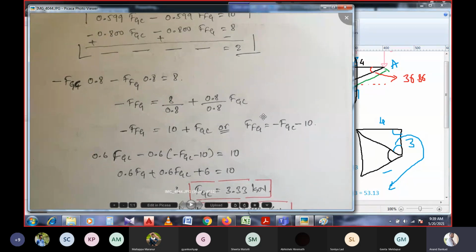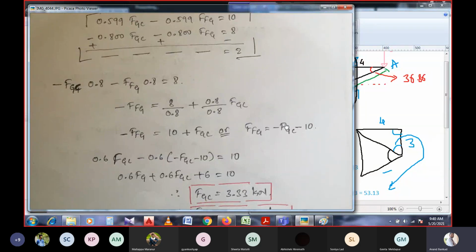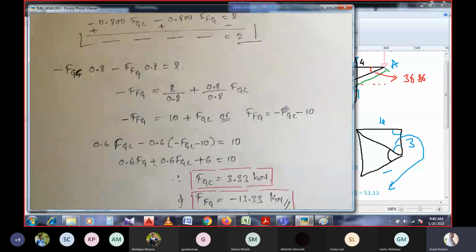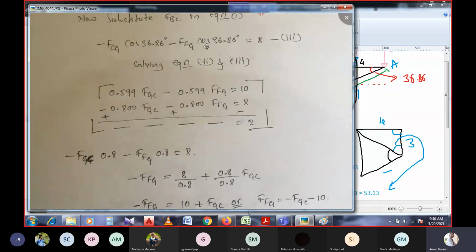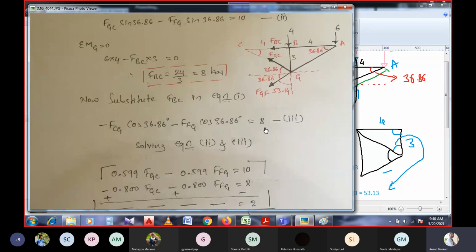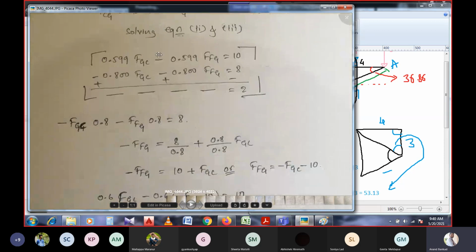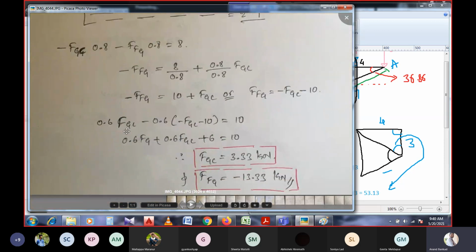Now we have this function in terms of FGC that we can substitute in equation number 2, and we will be able to get the value of FGC. So FFG is taken and substituted in equation number 2 over here. FFG can be substituted in terms of FGC, then we can calculate FGC. So that is what we have written here.